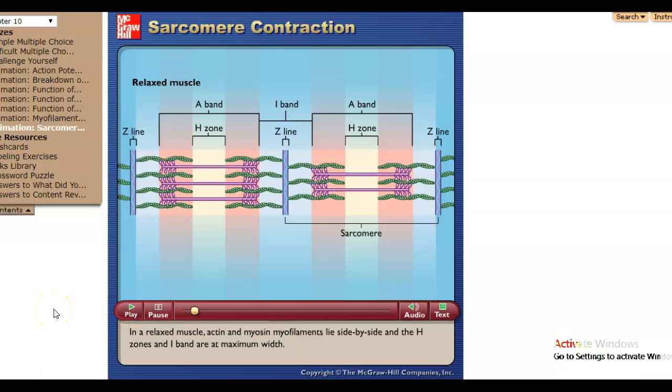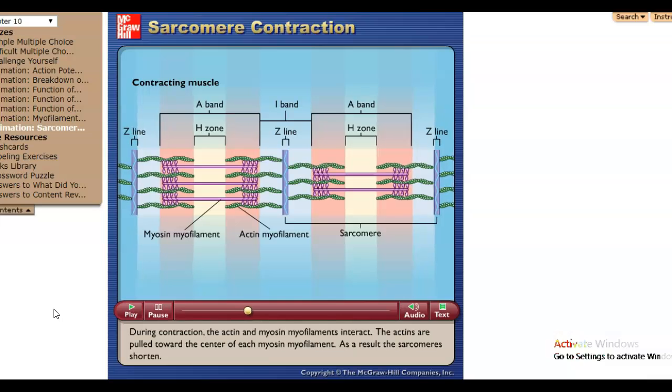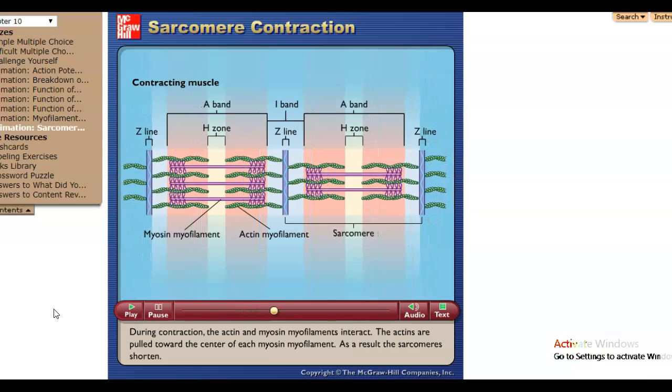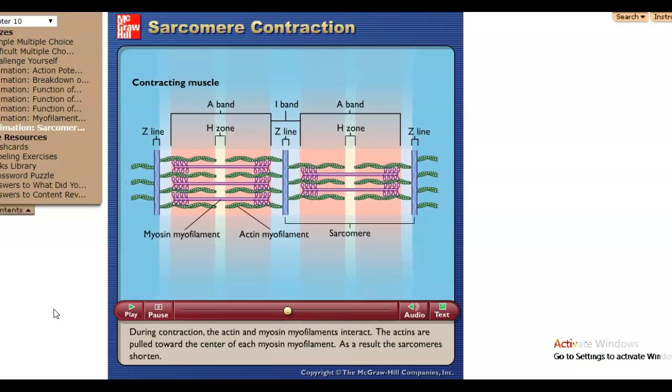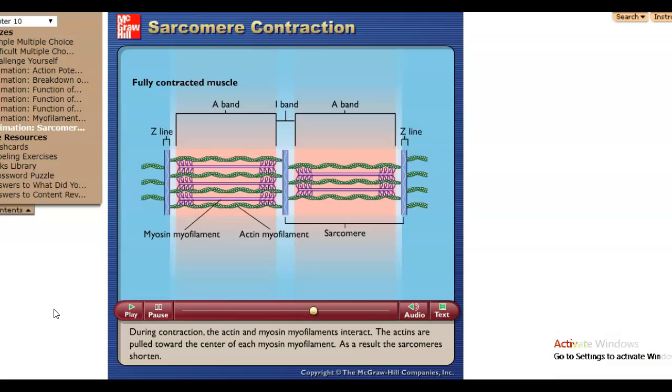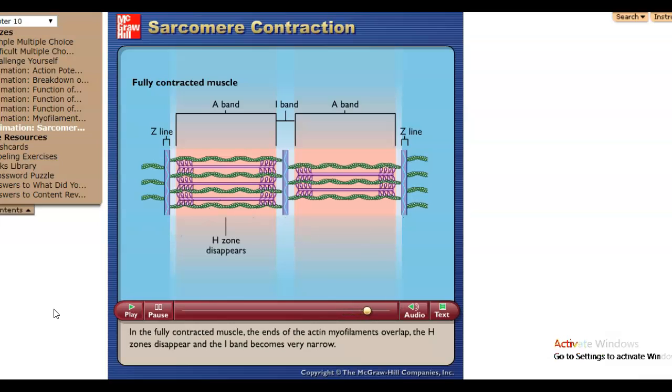In a relaxed muscle, actin and myosin myofilaments lie side by side, and the H zones and I band are at maximum width. During contraction, the actin and myosin myofilaments interact. The actins are pulled toward the center of each myosin myofilament. As a result, the sarcomere shortens. In the fully contracted muscle, the ends of the actin myofilaments overlap, the H zones disappear, and the I band becomes very narrow.